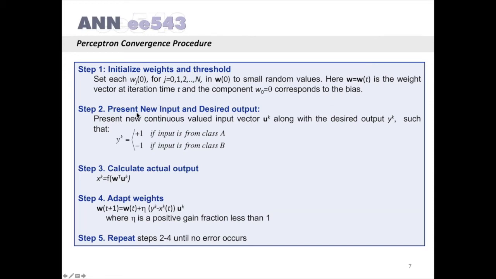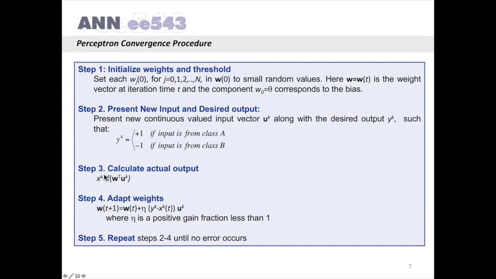Step 2. Present new input and desired output. Present a new continuous valued input vector uk along with the desired output yk, such that yk is +1 if the input is from class A and -1 if the input is from class B.